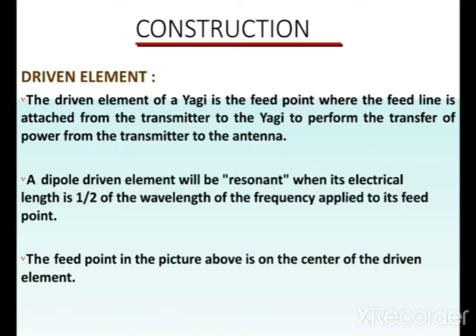Already I told the general driven element. The driven element of a Yagi is the feed point where the feed line is attached from the transmitter to the Yagi to perform the transfer of power from the transmitter to the antenna. So this is the main function of the driven element. Generally the driven element is a dipole element, in a resonant condition, when its electrical length is lambda by 2. The feed point in the picture above is at the center of the driven element, already know that.